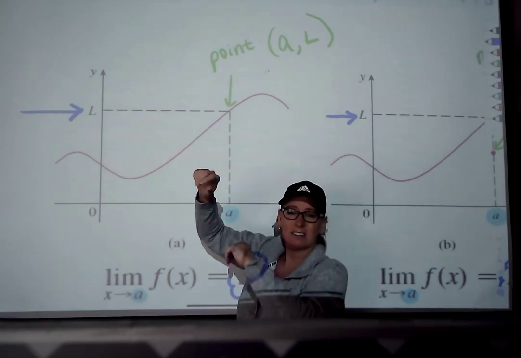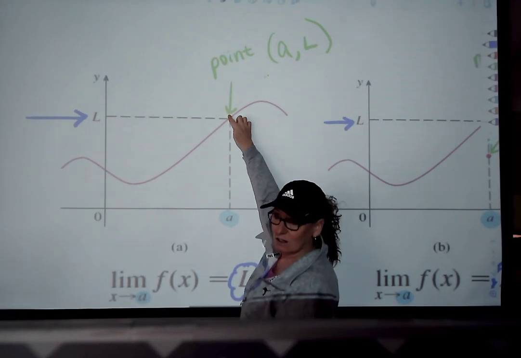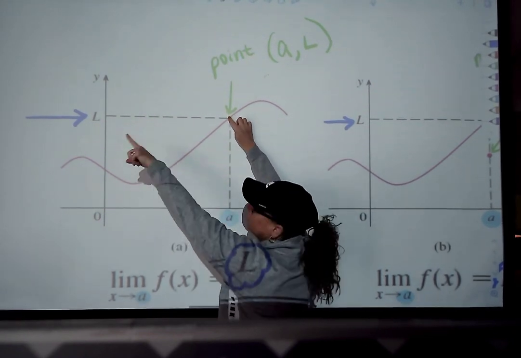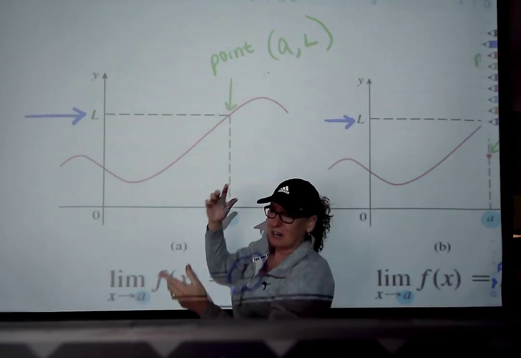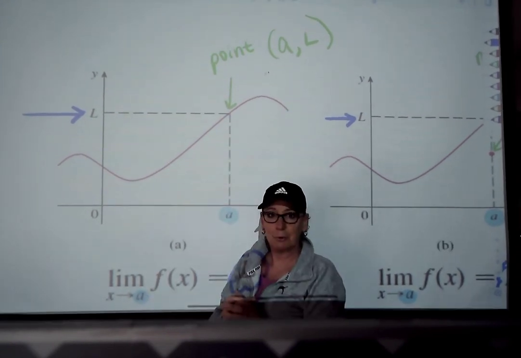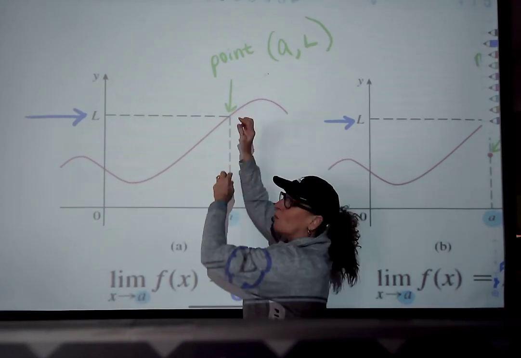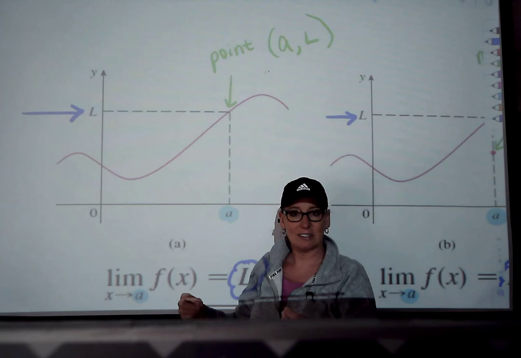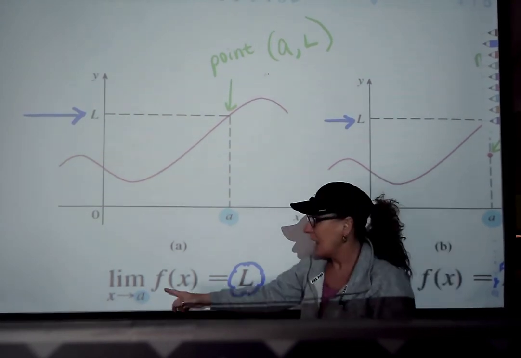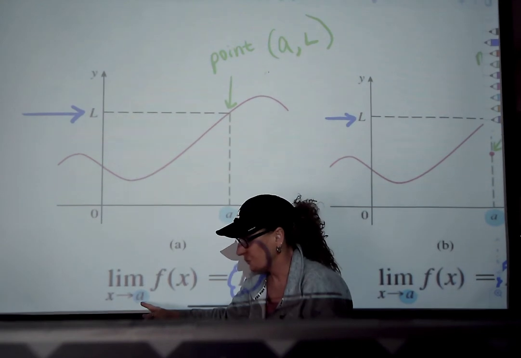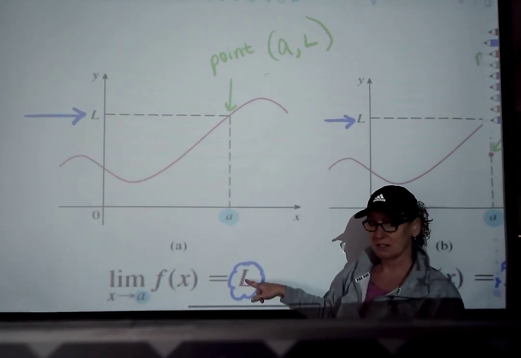Well, you can say, that's silly, Ms. Neal. This y value right here is L, whatever that is. This y value is L. So these points, these y values right around it are going to be L. True. So as x is close to a, y is close to L. Thus, the answer to my limit. As x gets close to this number, y gets close to this number.